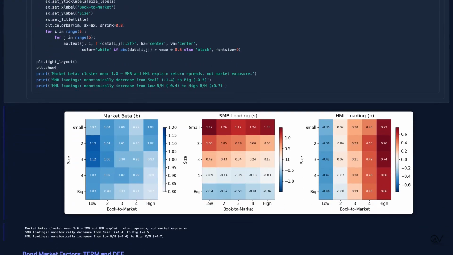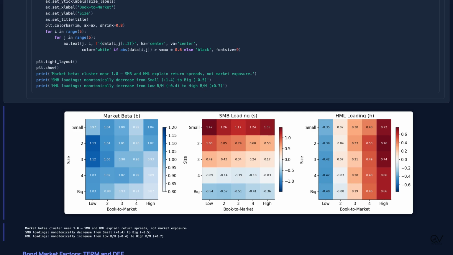These heat maps show the estimated factor loadings for all 25 portfolios. The market betas, left panel, are all clustered near 1.0. This is the key insight. Market beta barely varies across portfolios. That's why CAPM can't explain the return differences. If all betas are similar, CAPM predicts similar returns.